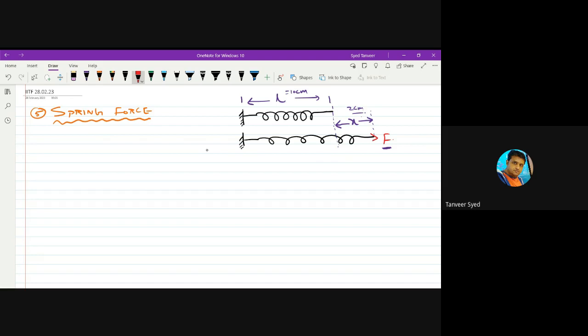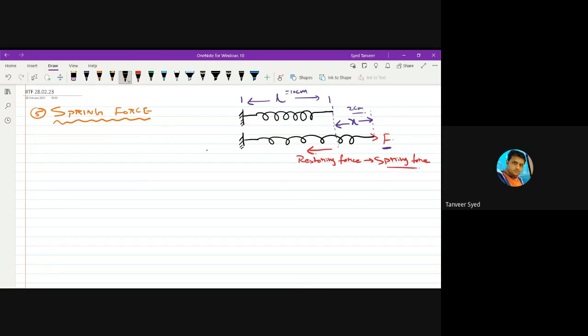In which direction? In this direction. Restoring force. And this restoring force, we call it spring force. Restoring force means a force which tries to restore the initial condition of a body. So the restoring force which tries to pull back a spring to its natural length, we call it spring force.